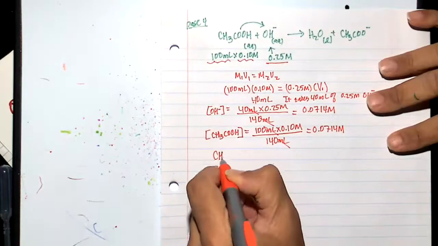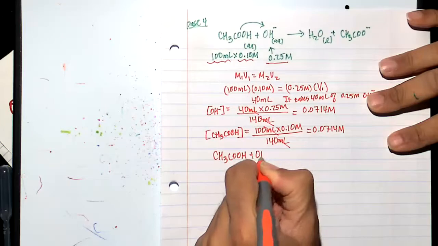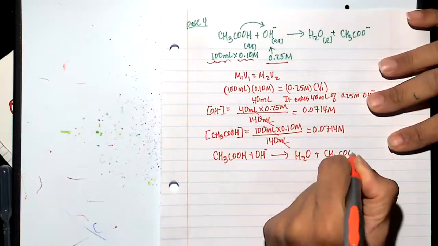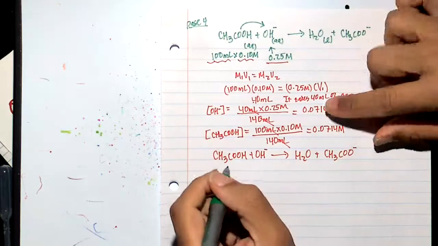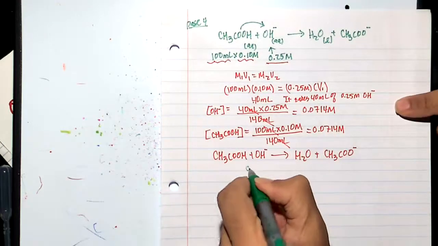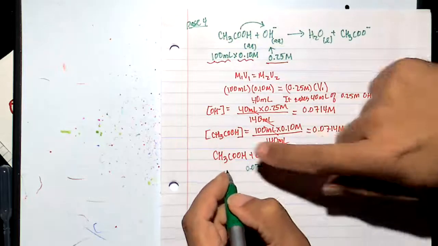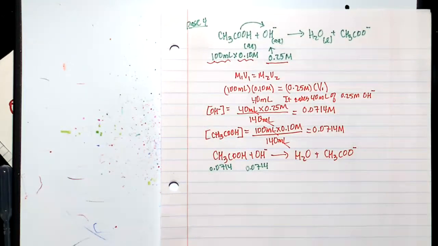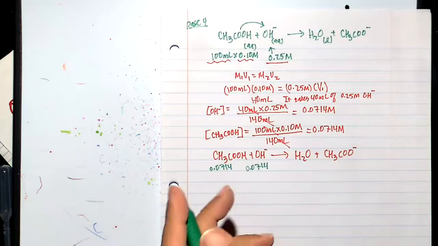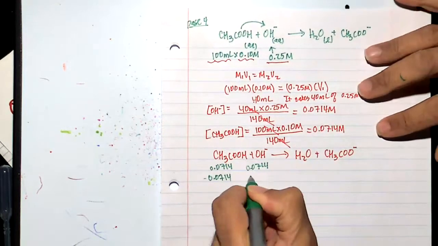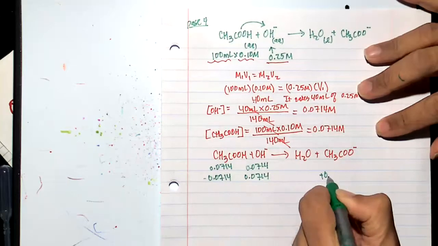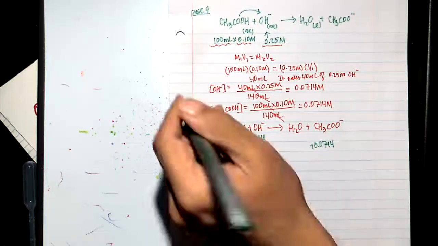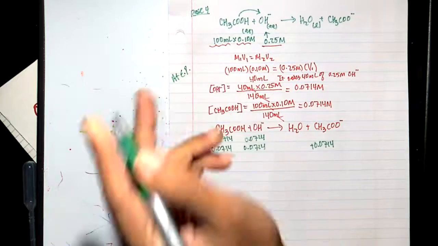Let me rewrite this equation here. So here we have the OH minus at 0.0714, and the CH3COOH acetic acid at 0.0714. How much OH minus will be consumed? All of it. But how much is all of it? Very good. Now we have a problem, and this problem only occurs if you are at the equivalence point. How will we get the pH?